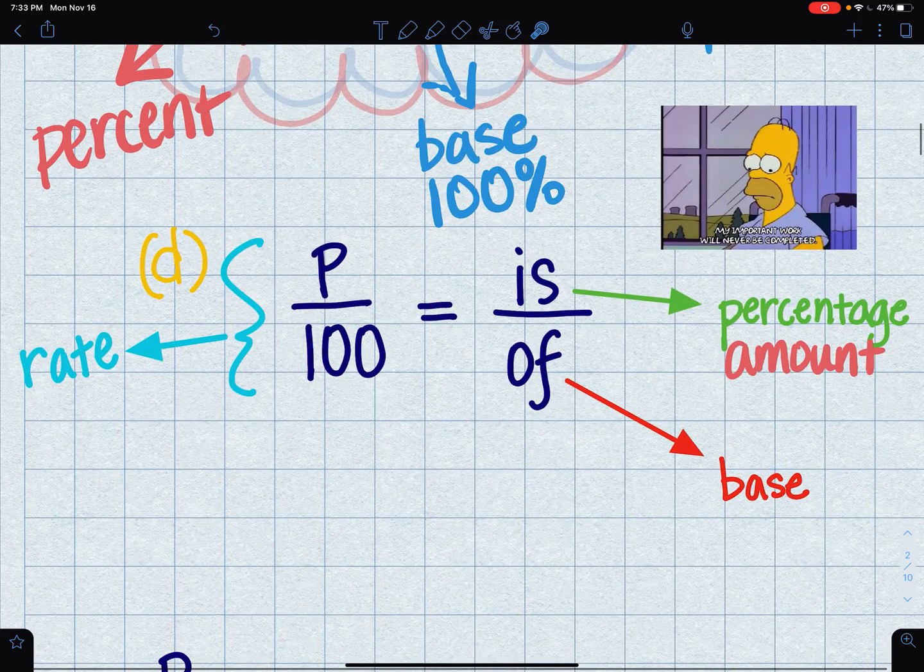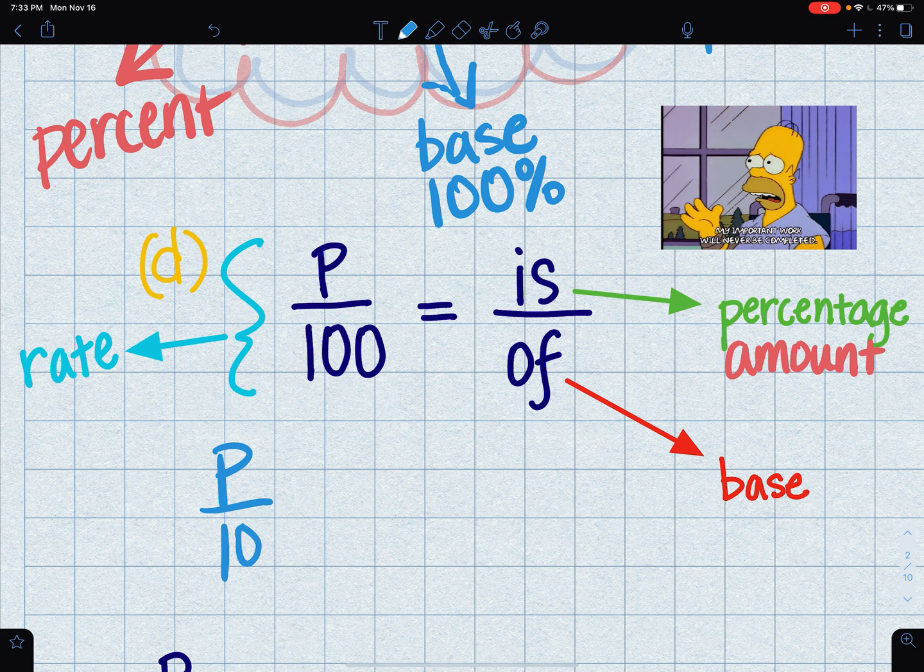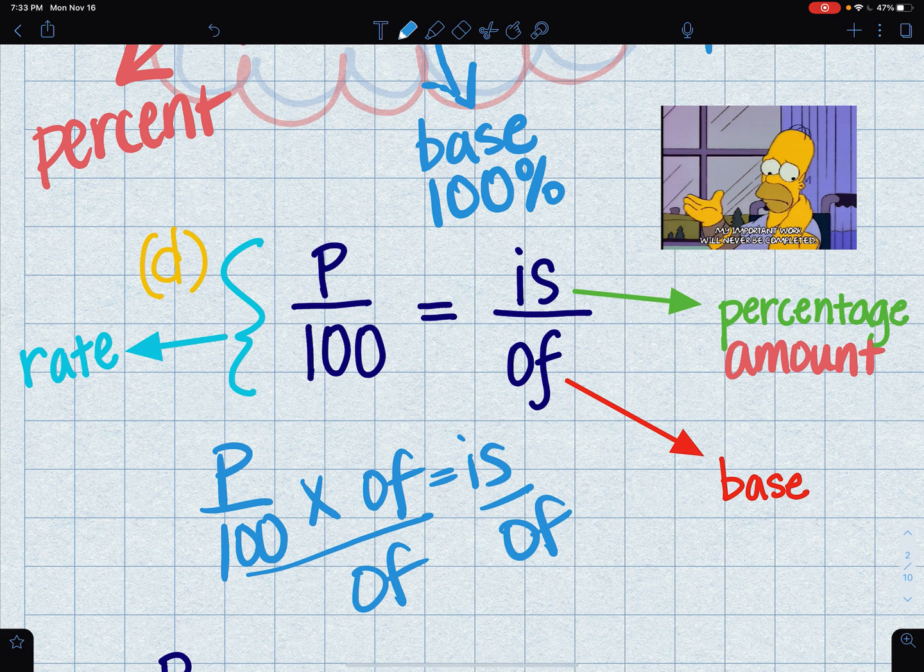Okay, D. This is just a variation of the previous equation because you can see that it's very similar to this. P over 100 times of equals is, right? But if you divide both sides by of, then the ofs cancel out and you're left with this equation. So it's just a variation.